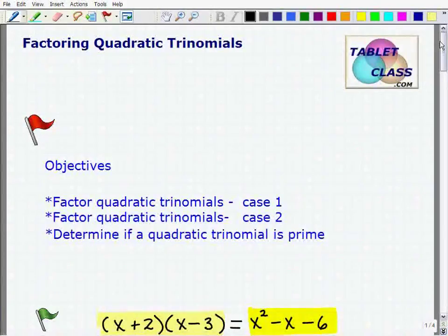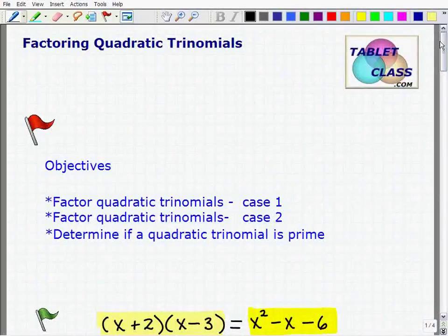quadratic trinomials. Before you continue on, though, it's important that you already know how to factor out the greatest common factor and know how to multiply and work with polynomials. So if you're good in those areas, then you'll be ready for this lesson. But let's take a look at our objectives. First of all, we're going to learn how to factor quadratic trinomials, but they come in two basic cases. Case 1 and case 2 is how I'm going to break them up.